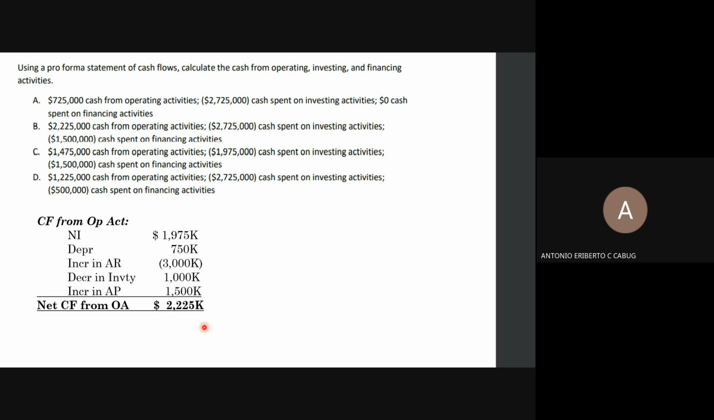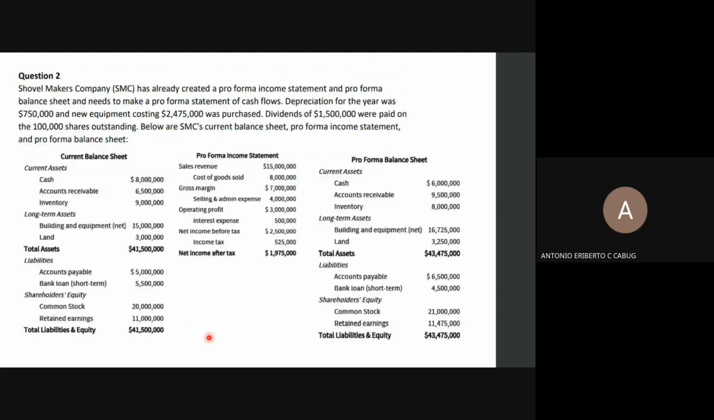2,225,000. That is the cash inflow from operating activities. Let's talk about investing activities. Accordingly, we have new equipment costing 2,475,000 that was purchased. Your building and equipment went up by 1,725,000. But do not forget that there is a downward adjustment of 750K owing to the depreciation.